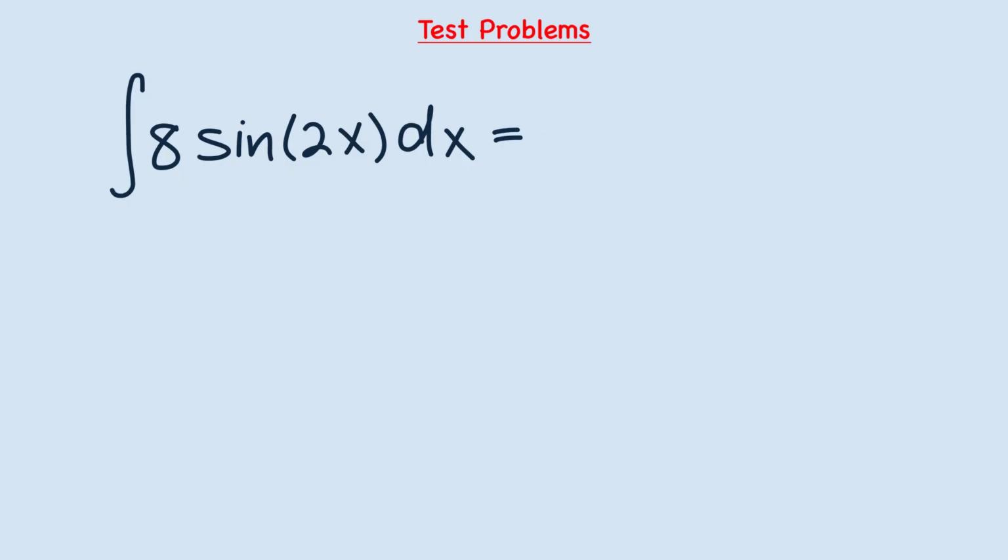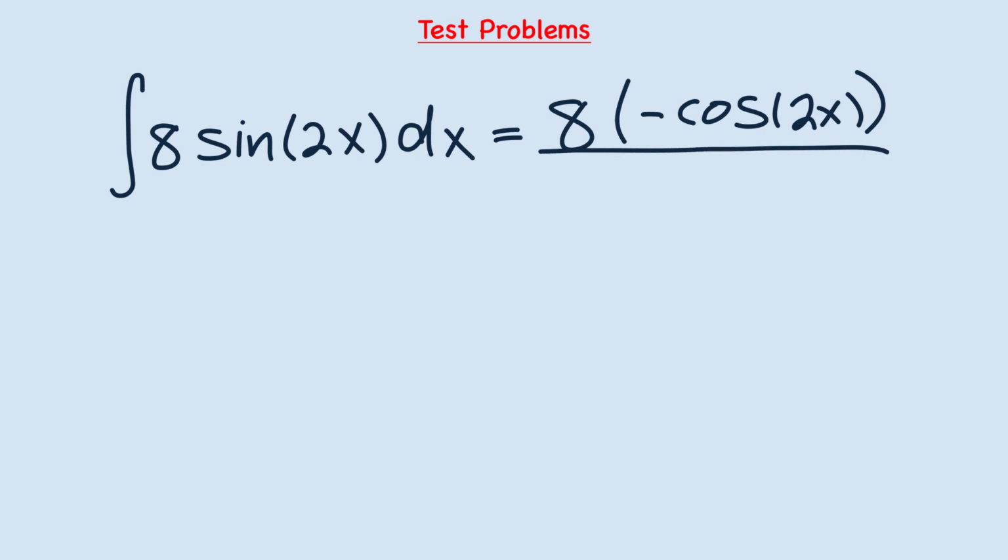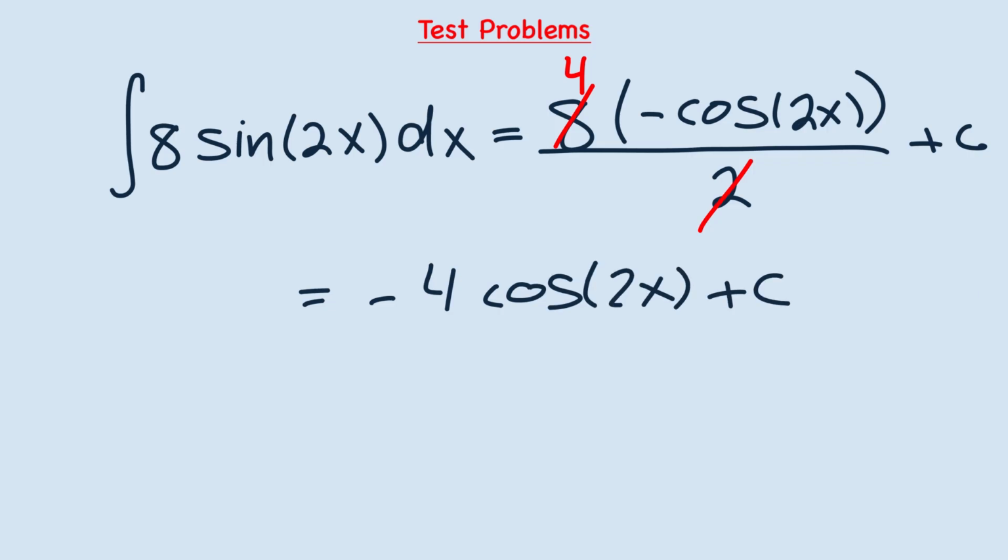Try to solve this question, then check your answer. Integral 8 sine 2x dx. So the answer will be, we will have to write 8, same as it is. Now we have to integrate sine 2x, which is negative cosine 2x divided by the integration of the angle, which is 2x, it will be 2 plus c. So now we can simplify the expression. We can cancel the 2 with the 8. So we'll have 4 left. So the final answer will be negative 4 cosine 2x plus c.